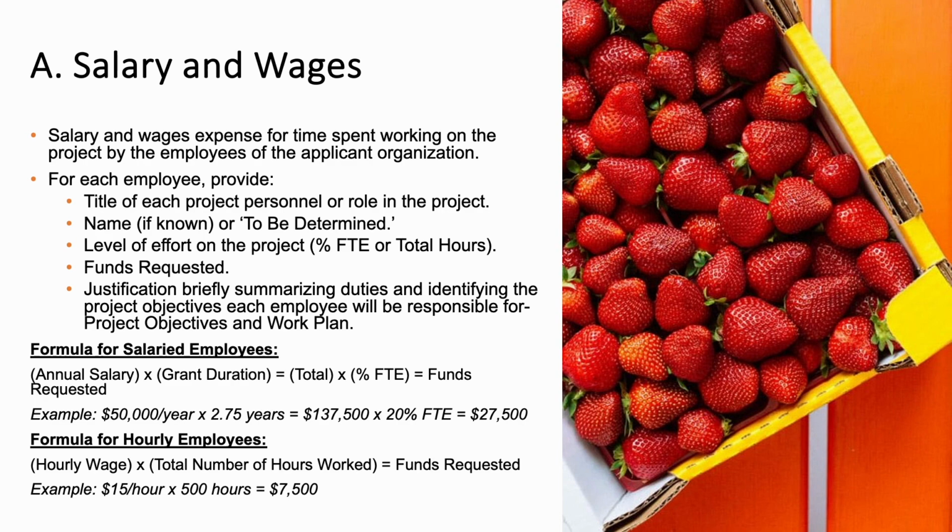To calculate the funds requested for a salaried employee, multiply their annual salary by the grant duration, which is 2.75 years, then by their percent full-time equivalent. If they will be working only some of the grant duration, or the activities will occur over a shorter duration, adjust the duration multiplier. To calculate the funds requested for an hourly employee, multiply their hourly wage by the number of hours to be worked over the entire grant duration.